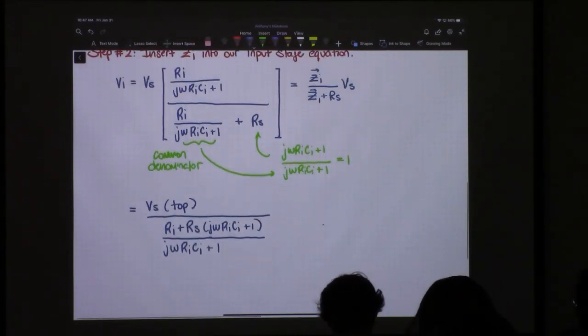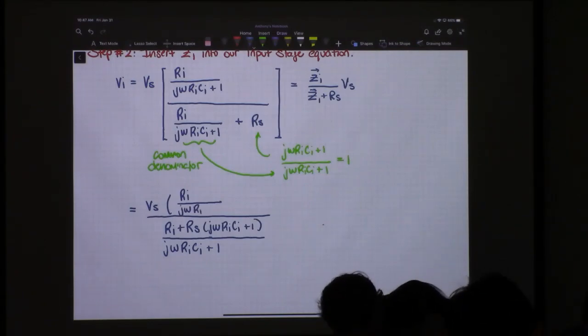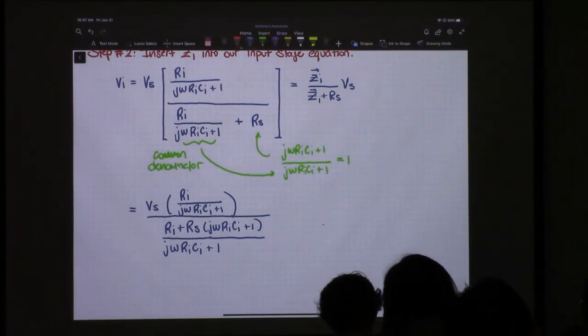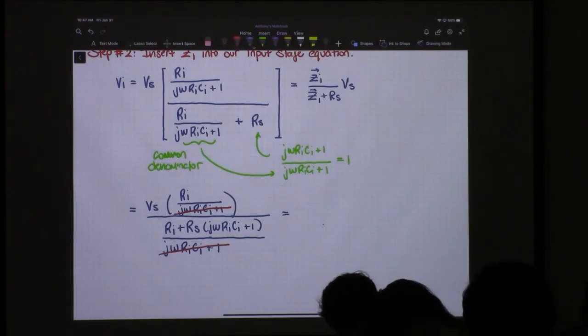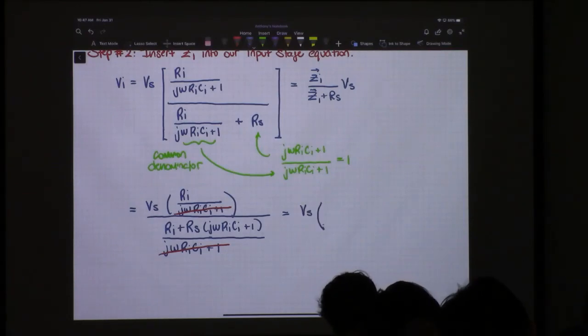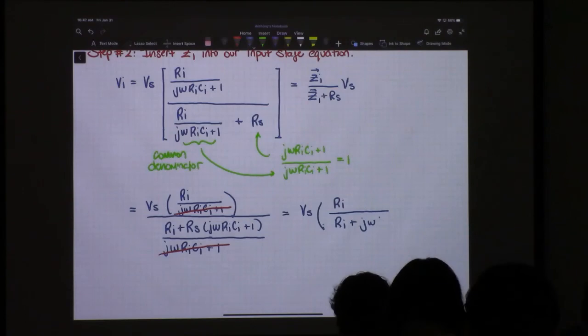Okay. And I shouldn't have taken that shortcut because it messed me up. So I'll put this back. We have our Ri over j omega Ri Ci plus 1. I know we're close to the end here. Again, this will cancel out with that. And what we'll be left with is Vs times Ri over Ri plus j omega Ri Rs Ci.